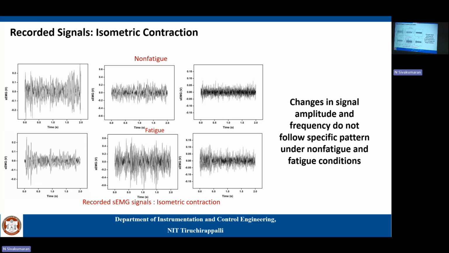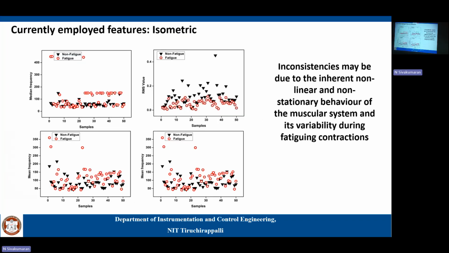You see a lot of overlaps. For example, in non-fatigue the amplitude is minus 0.2 to plus 0.2, and this one is also about plus or minus 0.2. This is even lower. But the EMG during fatigue also has the same pattern in amplitude. These are all prominent biomarkers, and you can see huge overlap between the features.